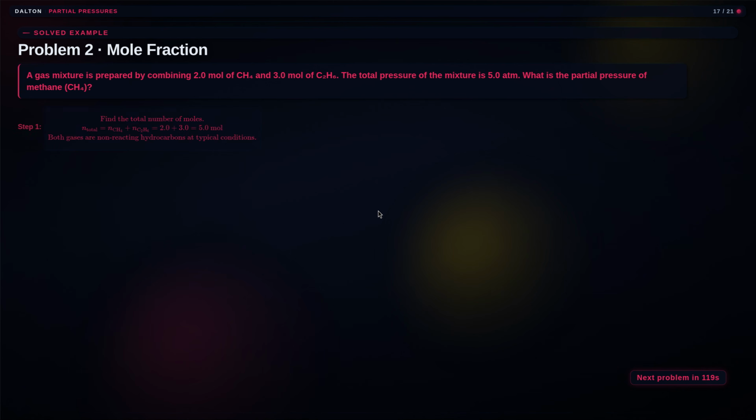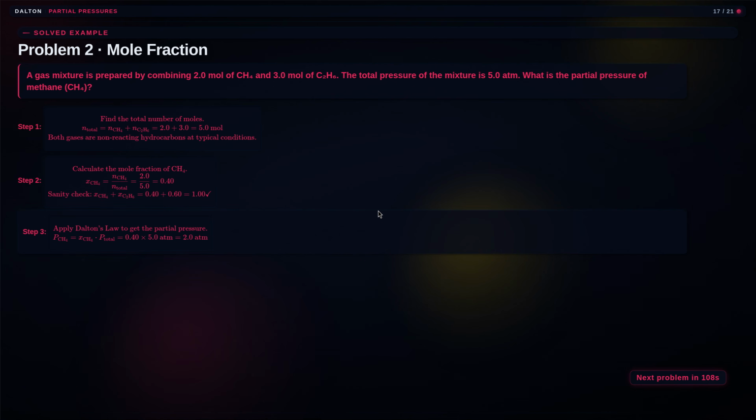Problem 2. A gas mixture is prepared by combining 2.0 moles of methane and 3.0 moles of ethane. The total pressure of the mixture is 5.0 atmospheres. What is the partial pressure of methane? Let's work through this step by step.